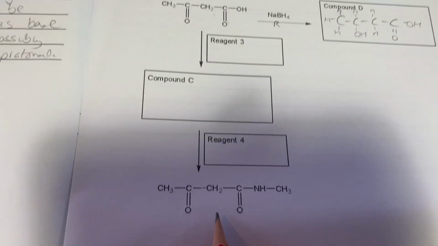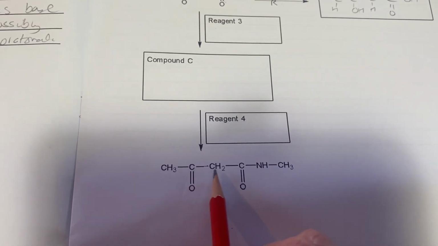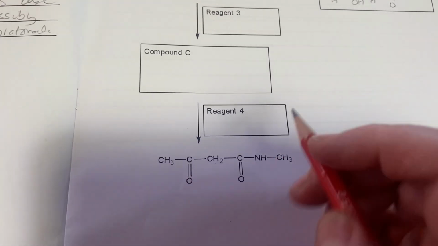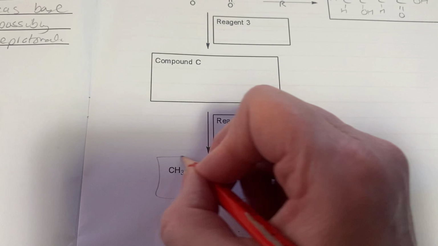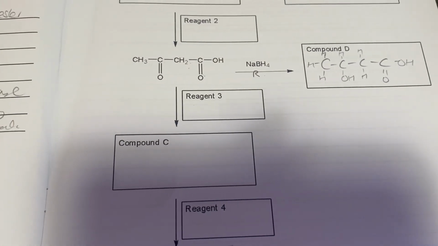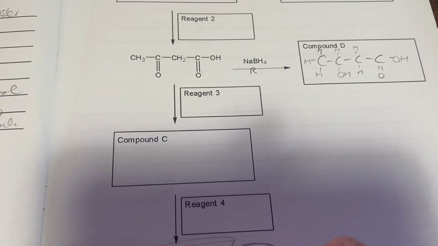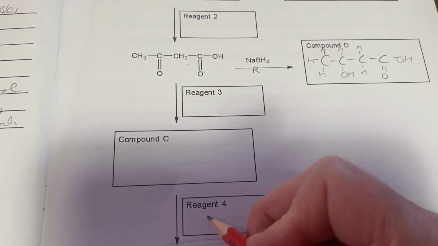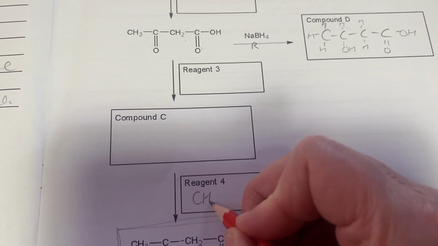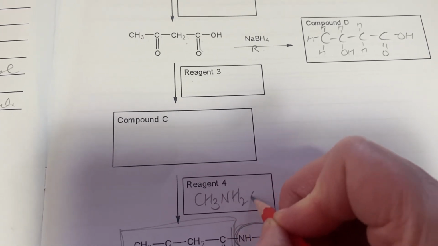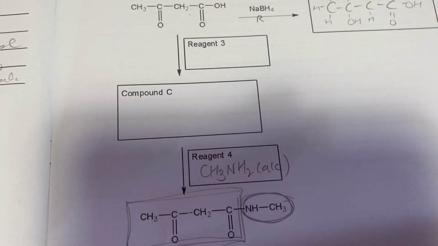Let's go down to the bottom now. So we've still got 1, 2, 3, 4 in our main chain here. So this is our main chain. And we've obviously added this on. So we've obviously gone here from an acyl chloride plus an amine. So the amine must be our reagent here. And that needs it to be in alcohol.